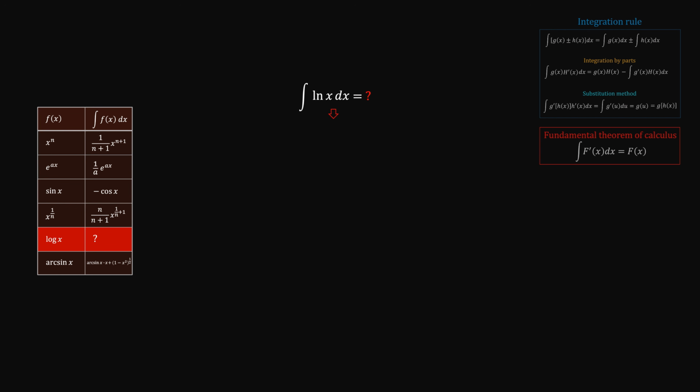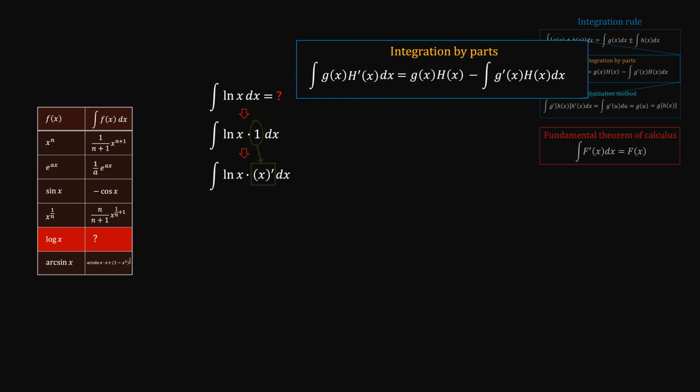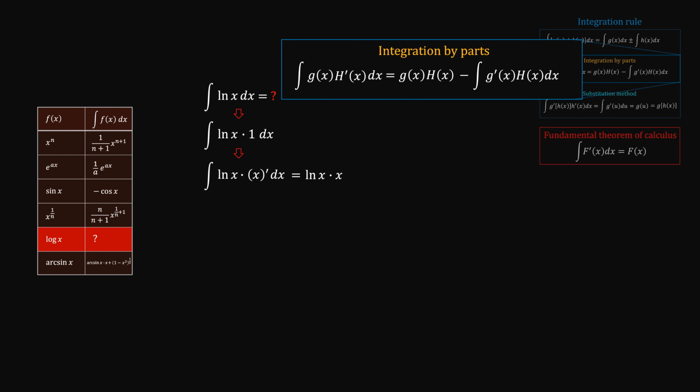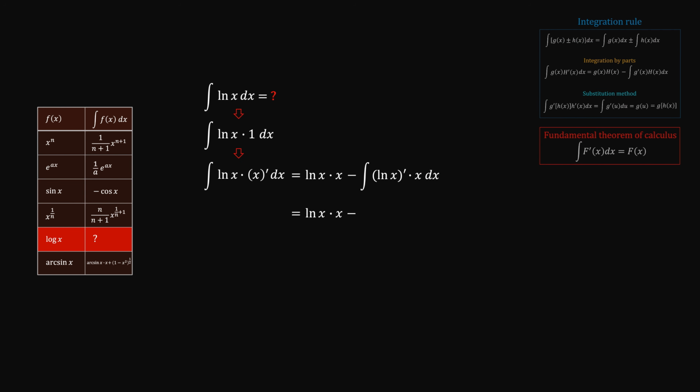The trick is the same. Think of the integrand as a product of itself times 1. Now view this 1 as x prime. Using integration by parts, we have ln x times x minus another integral with the two functions switching places. Ln becomes ln prime, x prime becomes x. First terms stay the same. Ln prime is 1 over x.